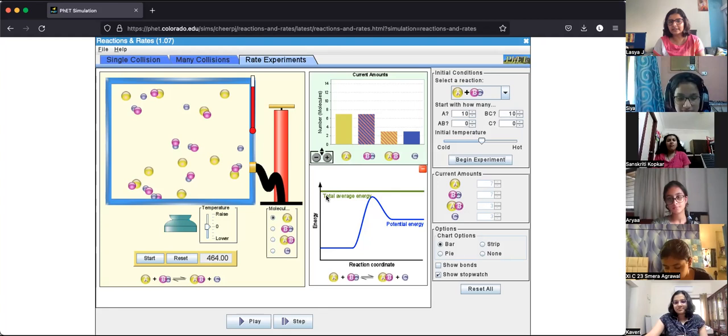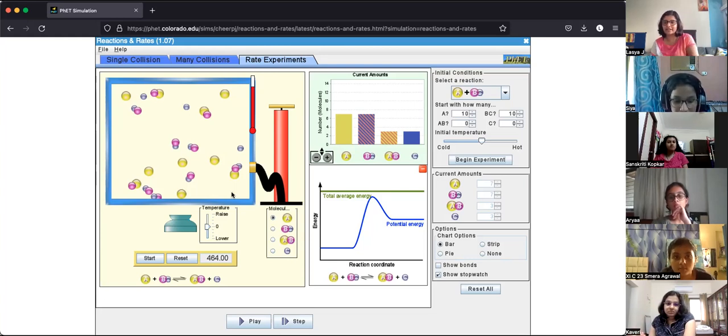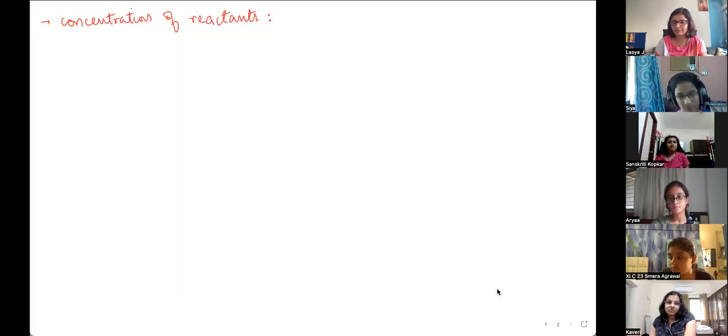So when you're increasing the concentration of the reactants, you're literally increasing the number of molecules. When you're flooding this with all the molecules of the reactants, you're literally increasing the chance for collision to take place. So that's how the rate of the reaction is also increasing accordingly. Now, it's not always uniform, which is what we're going to see in this particular section.